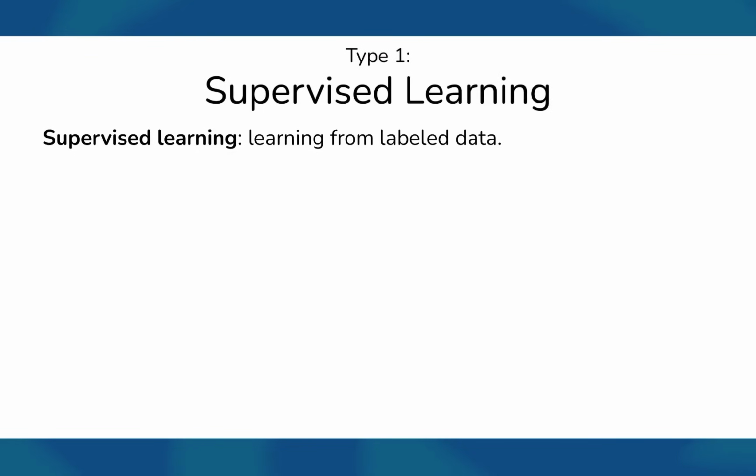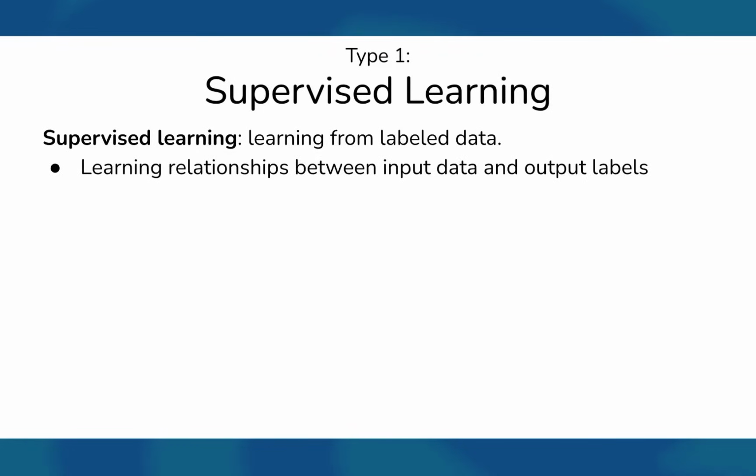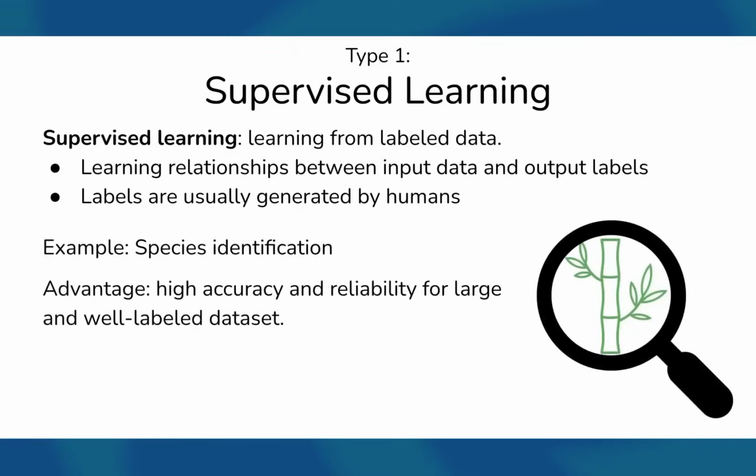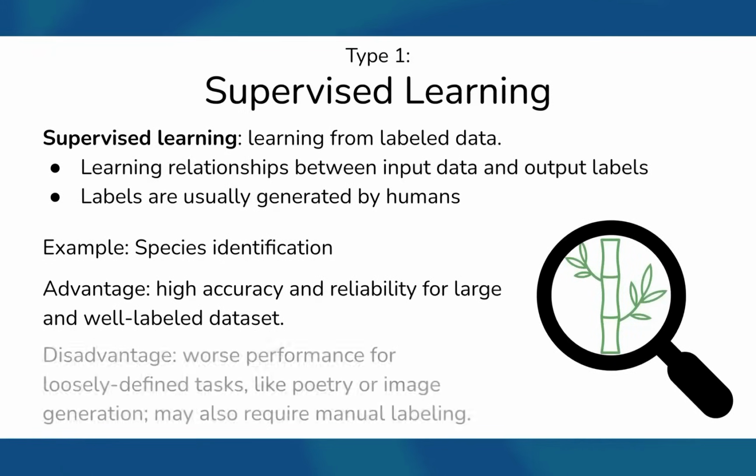With supervised learning, this is about learning the relationship between the input data and those output labels. These labels are usually generated by humans. Species identification is one such example of supervised learning. This can work very well if there's a large, well-labeled data set. It's a lot less suitable for highly subjective tasks, or if labels are extremely expensive to get, such as contract annotation. Supervised learning can be a lot less effective there because it's hard to get a very big data set for some of those very esoteric tasks.